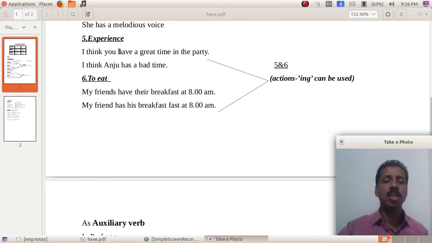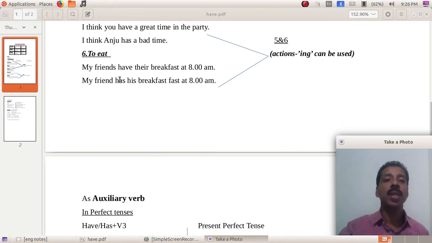It is not compulsory that the experience should be a good or positive experience. It can be a negative, unpleasant experience also. Maybe a pleasant or unpleasant experience. Whatever it is, in order to show experience, we can use have or has. I think you have a great time in the party. I think Anju has a bad time. Here has is used because the subject Anju is third person singular.